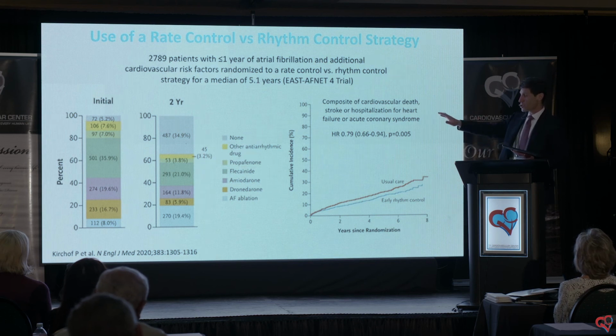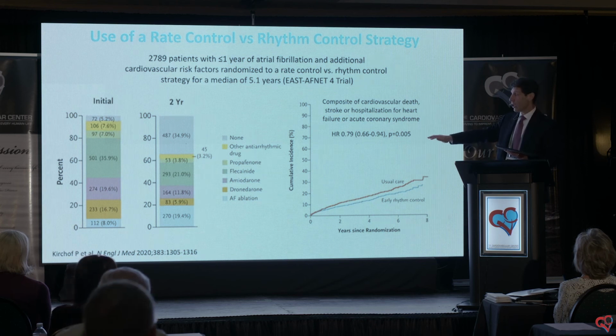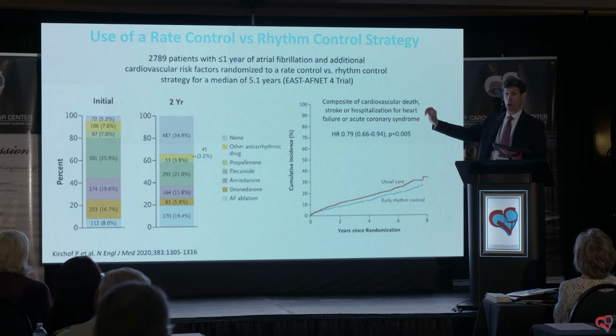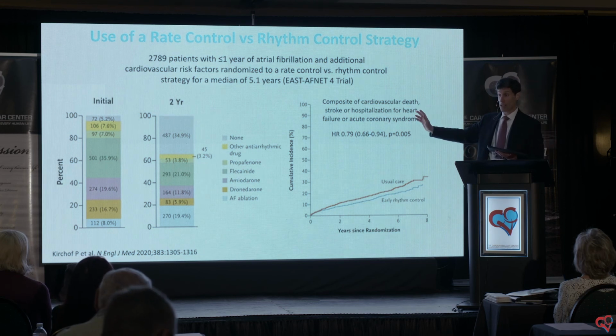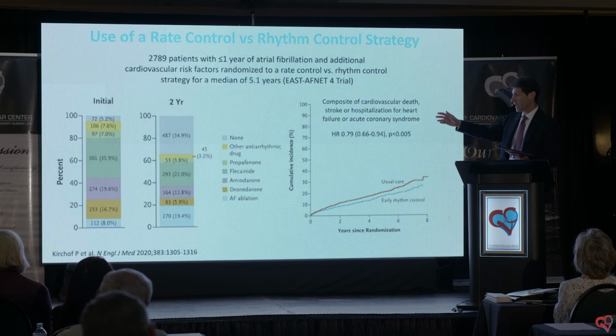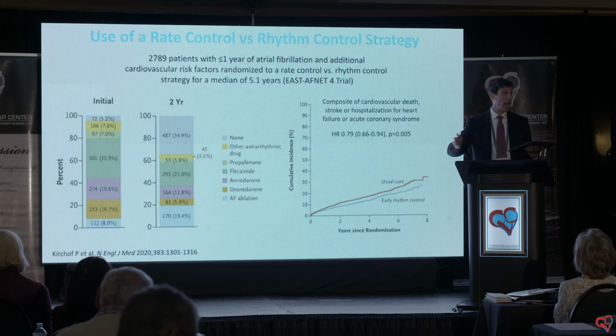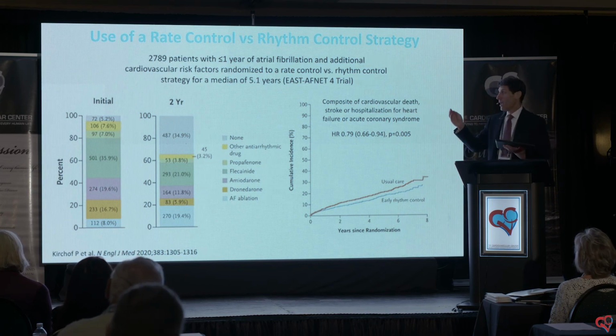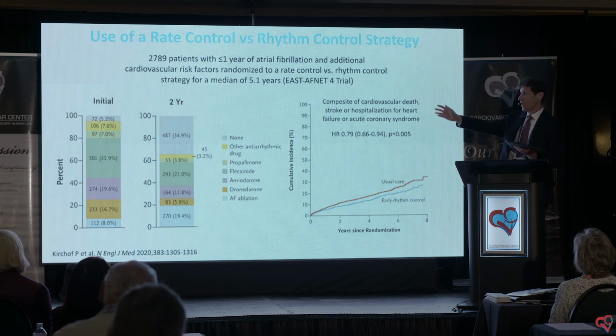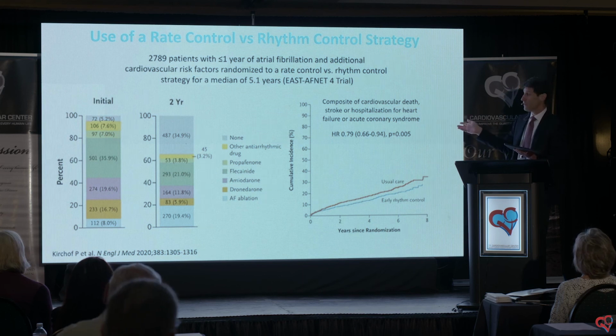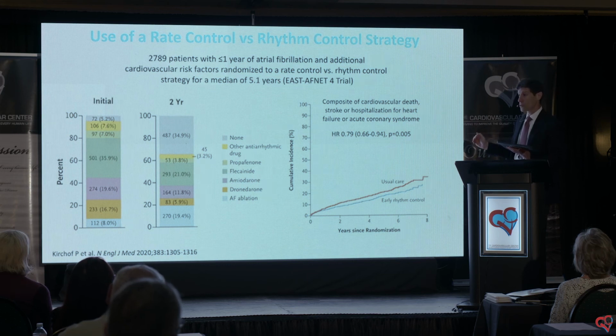And I just want to show that AF ablation is this pale blue color at the bottom, and the other colors, minus the gray, which is no antiarrhythmic drug therapy, are all different antiarrhythmic agents. Propafenone, flecainide, amiodarone, dronedarone. These are a hodgepodge of antiarrhythmic drugs. And you can see here initial and then 2-year what they were getting. On the right-hand side, you could see the composite of cardiovascular death, stroke, or hospitalization for heart failure and acute coronary syndrome. And the early rhythm control strategy was associated with a 21% relative risk reduction in this composite endpoint.